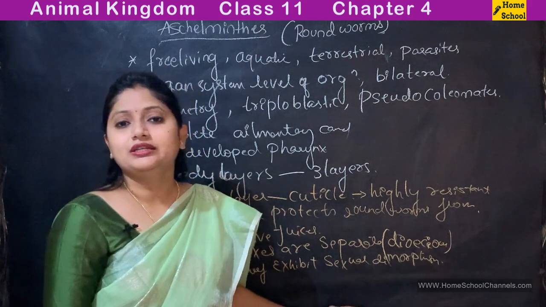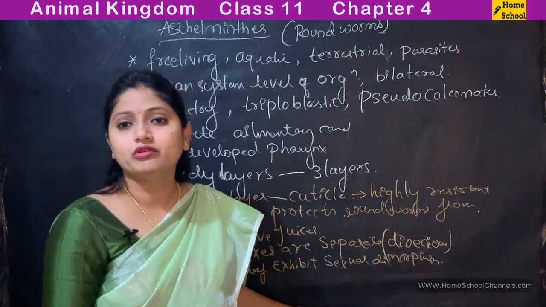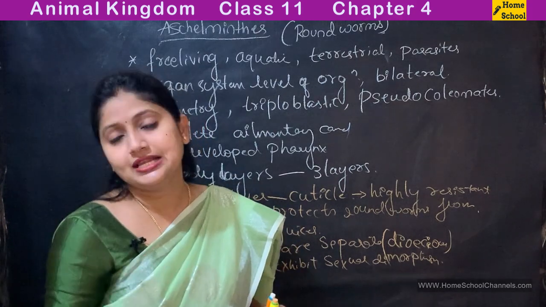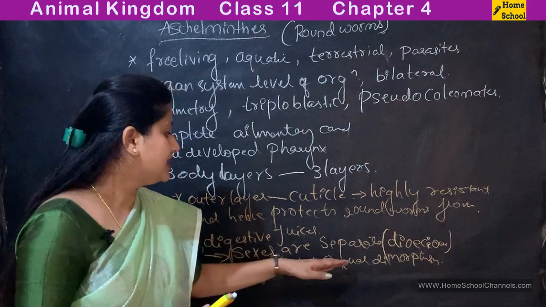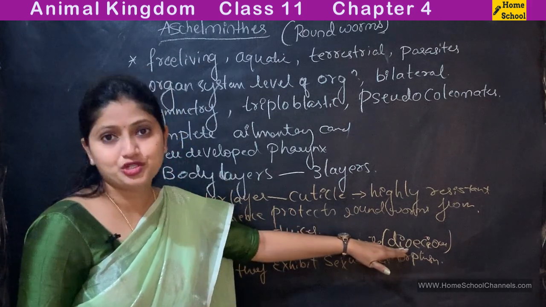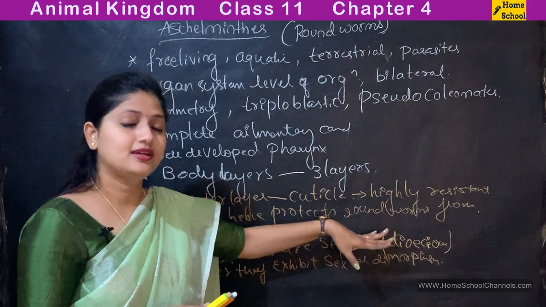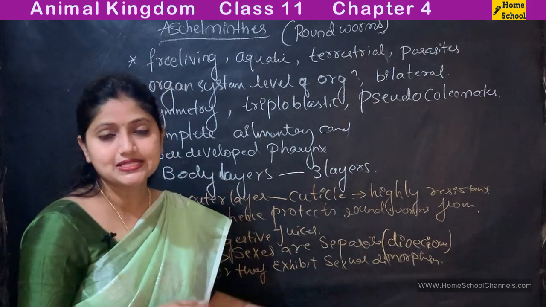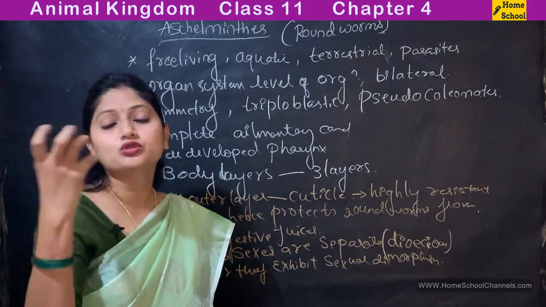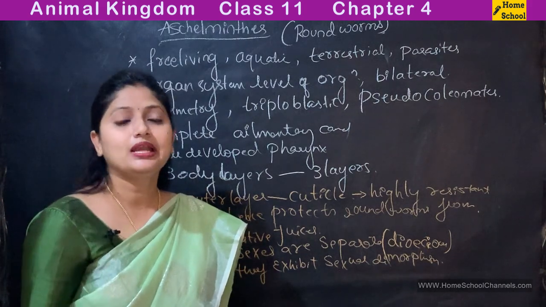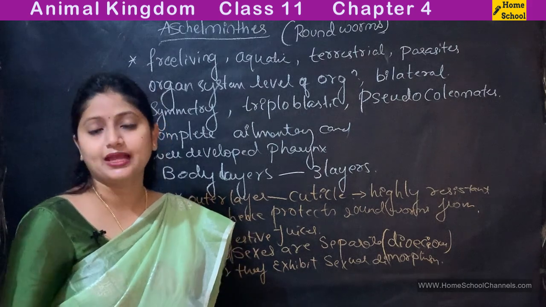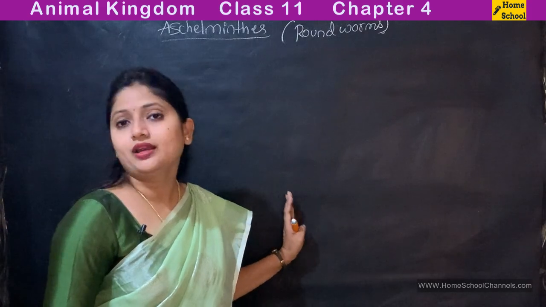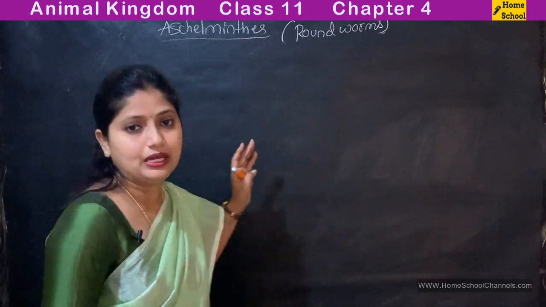Now we will take one roundworm example and see how exactly we can differentiate the males and females, because we have seen that these are dioecious, that is, male and female members are usually separate, or sexual dimorphism is seen here. So we will see how to distinguish between the male and female members of the Aschelminthes. Firstly, we will draw a male member and then we will move on to the female member.